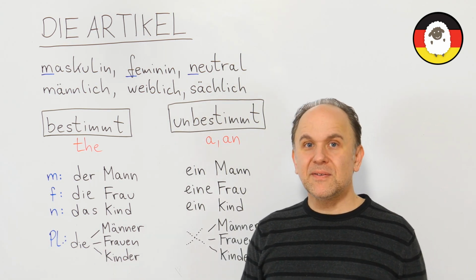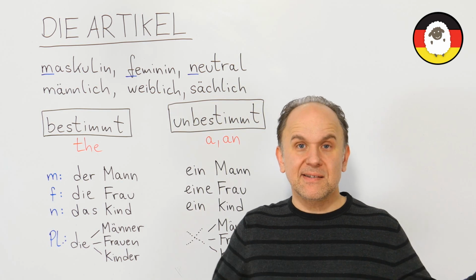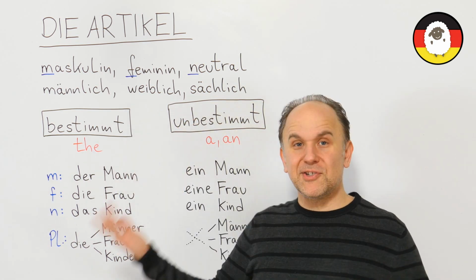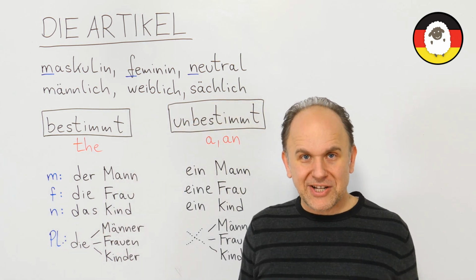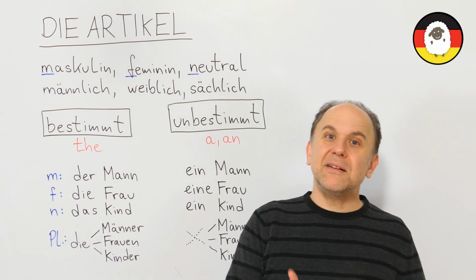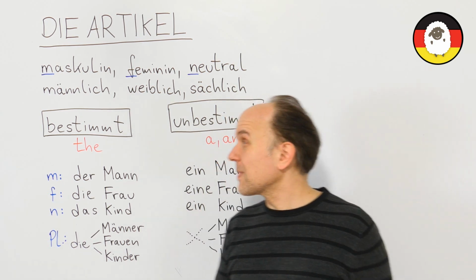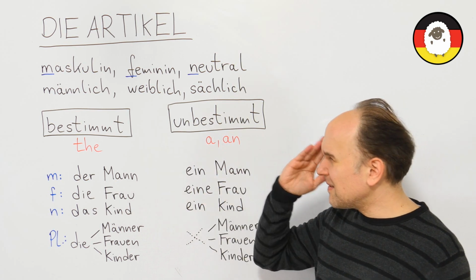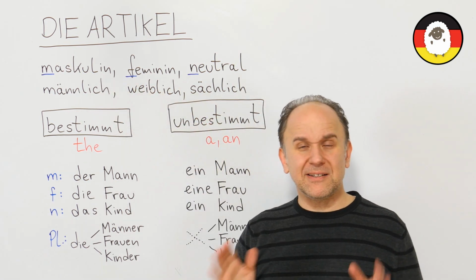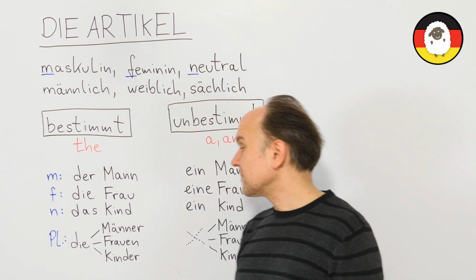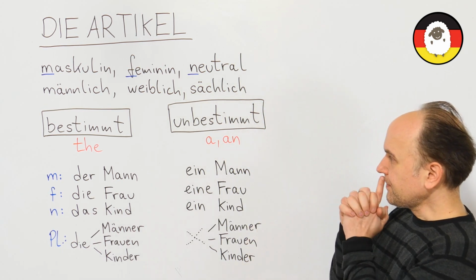Or the victim, das Opfer, it's always das. So it's neutral, it doesn't have a gender. Well, it does have a grammatical gender, but it's neither male nor female. So you really have to see these three genders as grammatical genders.